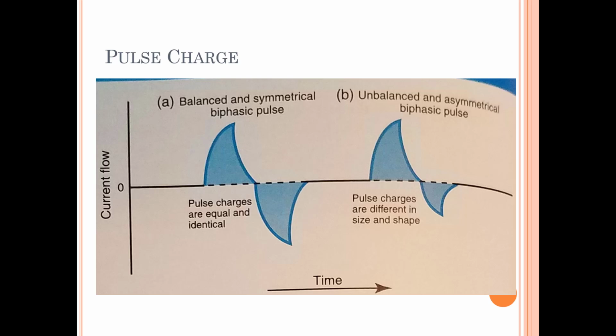This is a picture representing the pulse charge. The pulse on the left-hand portion of the graph represents a balanced and symmetrical biphasic pulse. The pulse on the right-hand portion of the graph represents an unbalanced and asymmetrical biphasic pulse.